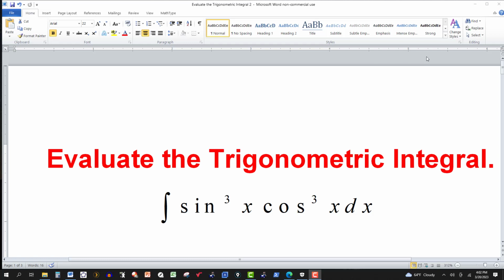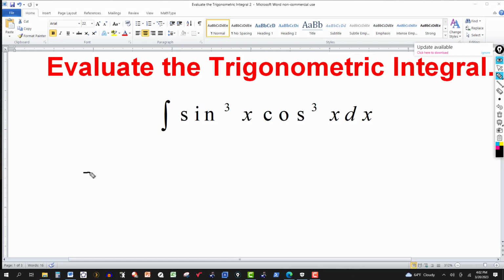In this video we have another trigonometric integral to evaluate. In this case we have two trig functions taken to the third power, sine and cosine. So let's see how we can set this up. This should be the integral. I have sine cube and cosine cube here.